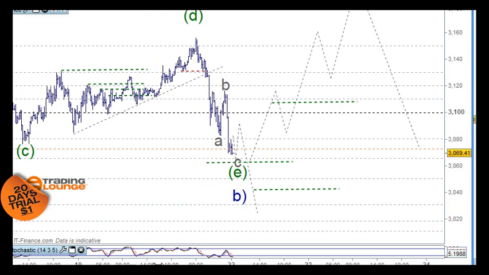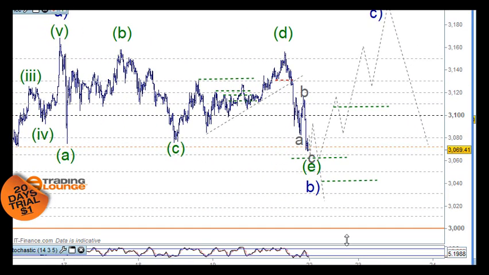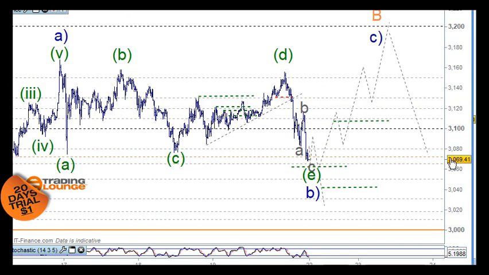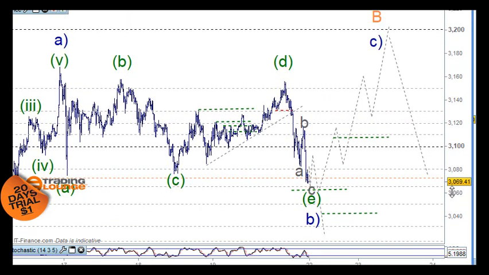Alrighty, I'll leave it at that. I think that pretty much covers it. We just really need to know where we're going to get in next, and I think I've pointed them out reasonably clearly. Let's just see how the market unfolds.